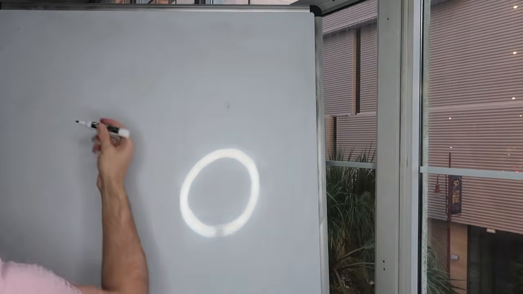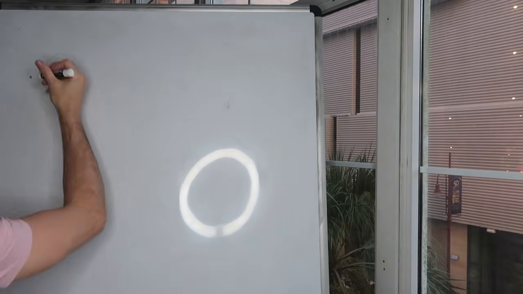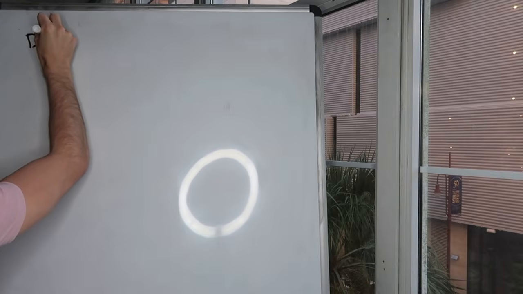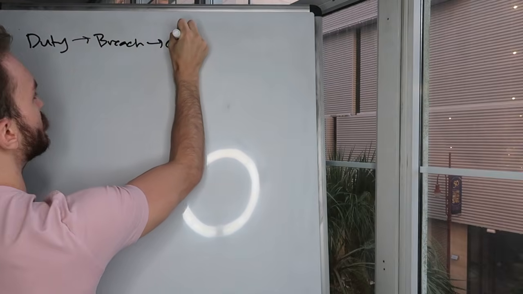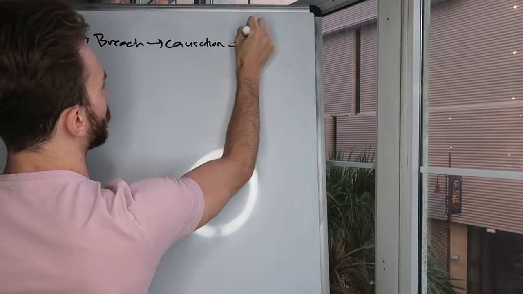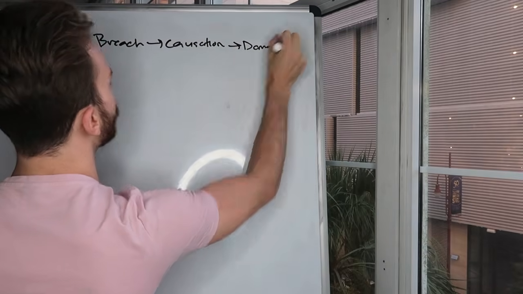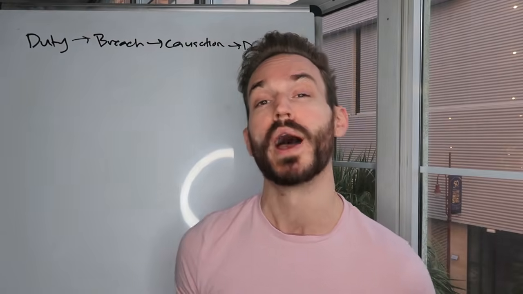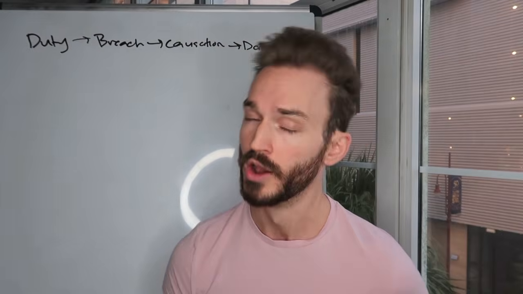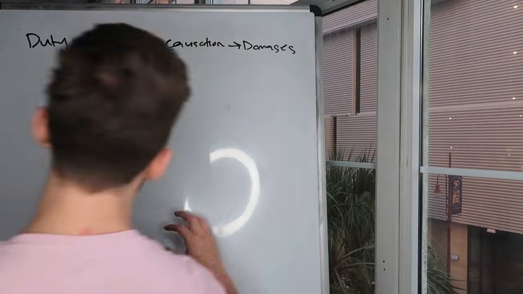So remember, the 4 elements, the flow of your analysis is going to be duty, breach, causation, and damages. These are your 4 elements of negligence. But remember, right now, we're just focusing on duty, specifically how you determine whether the defendant owed the plaintiff a duty to conform to a specific standard of care. Remember, we're not going to worry about the standard of care part. We're just focusing on whether the defendant owed the plaintiff a duty of care of some kind.